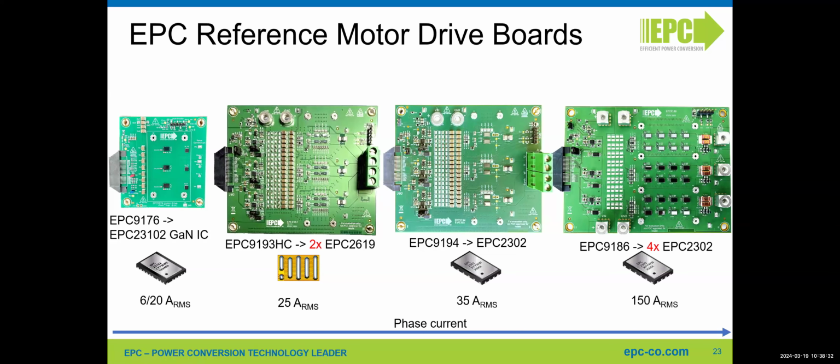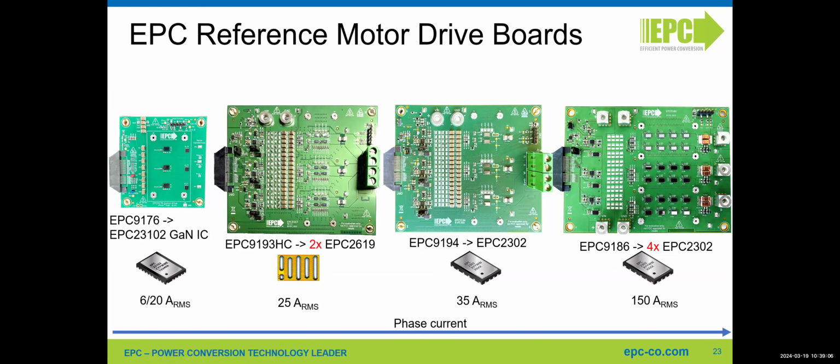And one of the more used reference design boards is this EPC9186, which is able to do 150 amps RMS steady state, obviously with a heat sink and with some airflow on the heat sink, because it is for demonstration purposes, it's not a final product, obviously. And this is able to reach also 200 amps RMS peak operation.